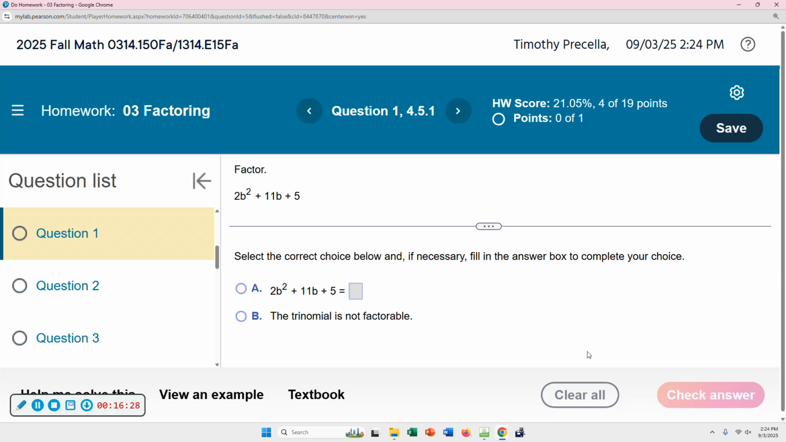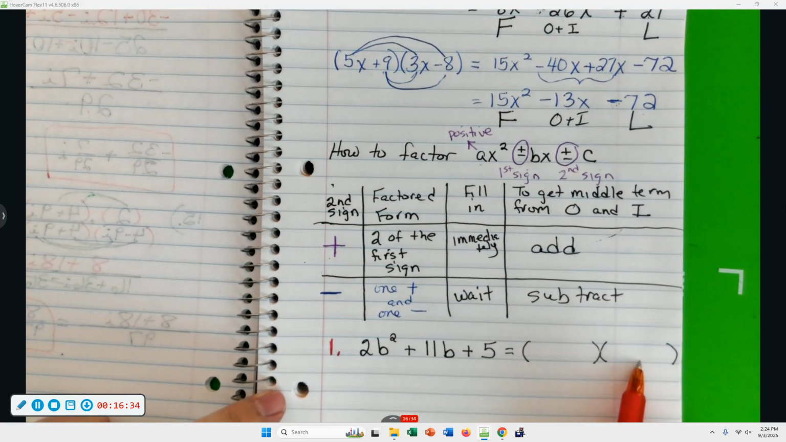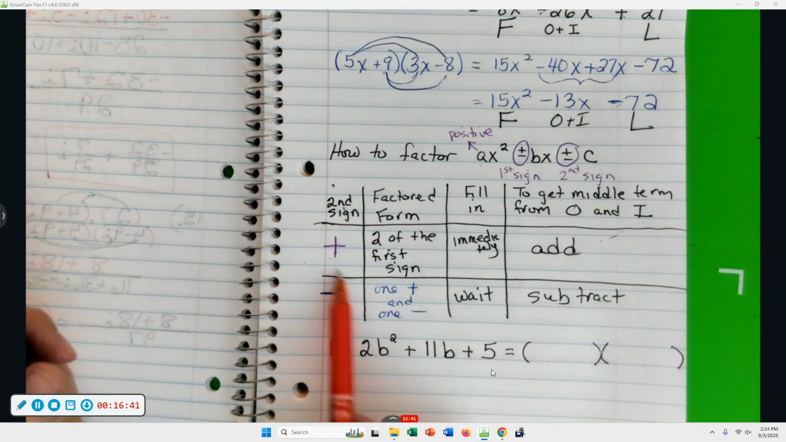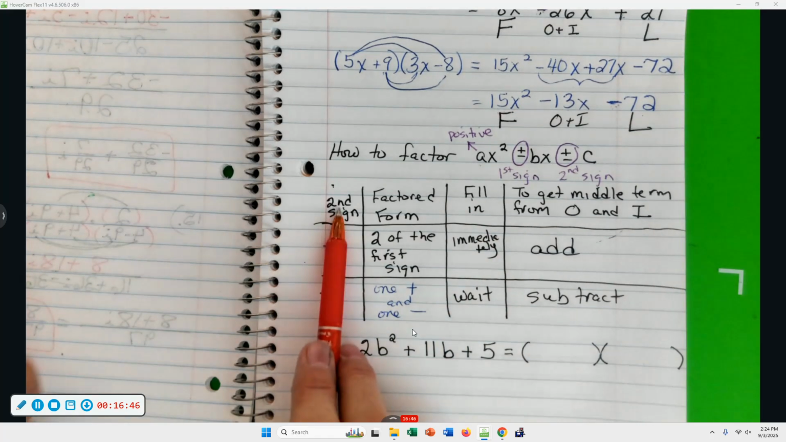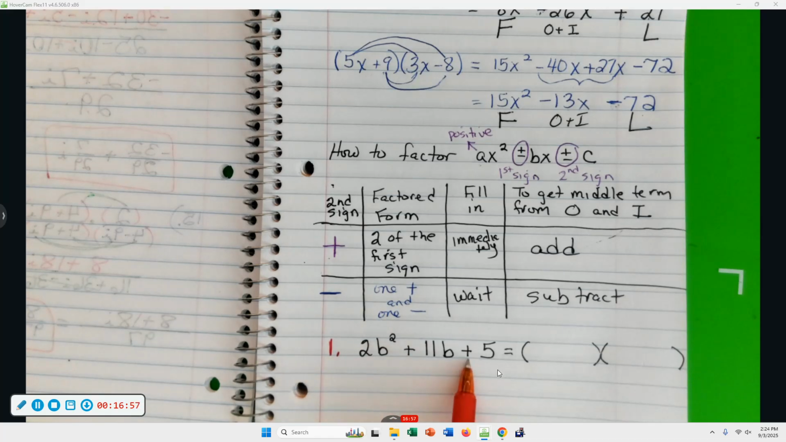I've written down the problem. Our answer is going to be 2 sets of parentheses. So the first thing I always try to do is fill in the signs. Look here. What's the second sign? Is it the first plus or the second plus?